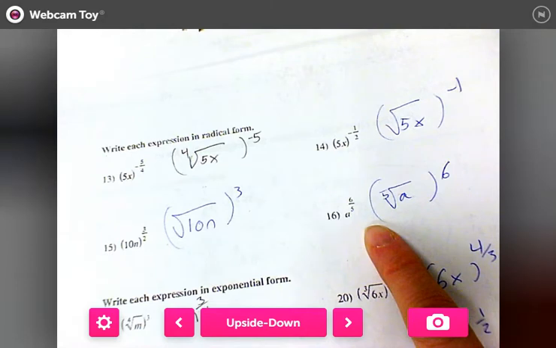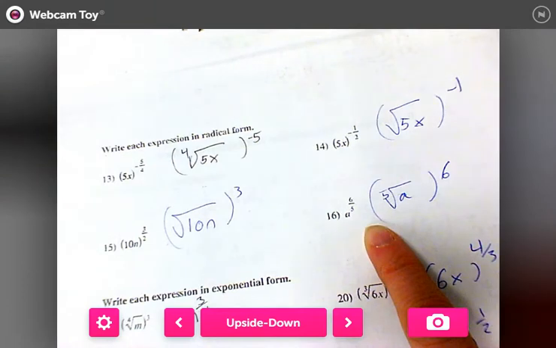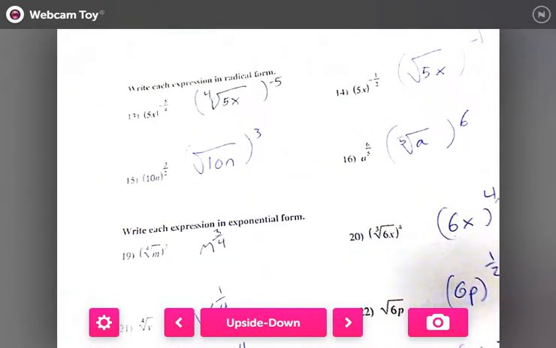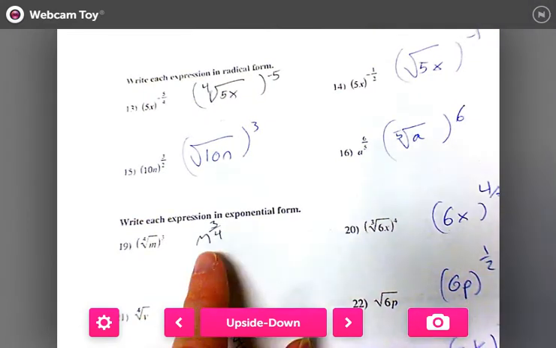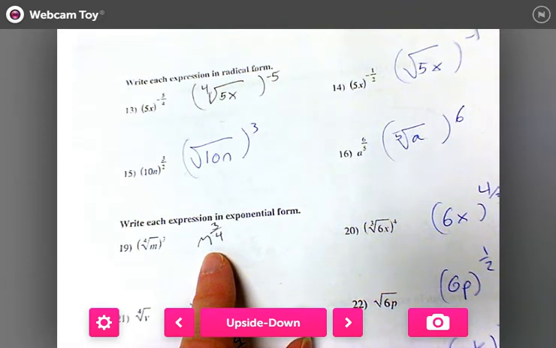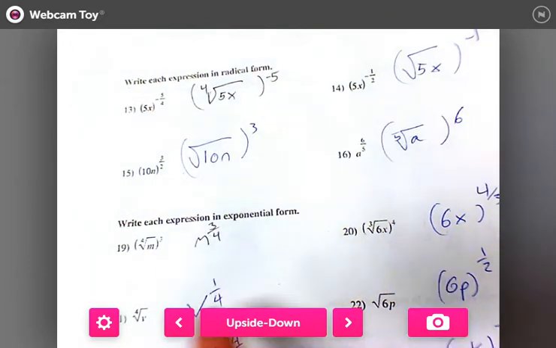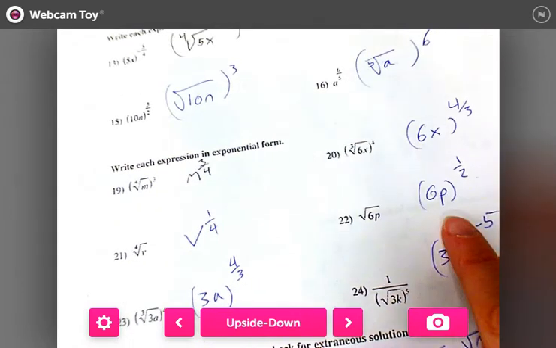I just added the 2. I put 1a, is that okay? Yeah, if you put it on the inside, 1a, that's fine. Okay. Hold on, let me go over all this on the page and then we'll go back. M is to the 3/4. 20 is 6x to the 4/3. 21 is v to the 1/4. 22 is 6p to the 1/2.